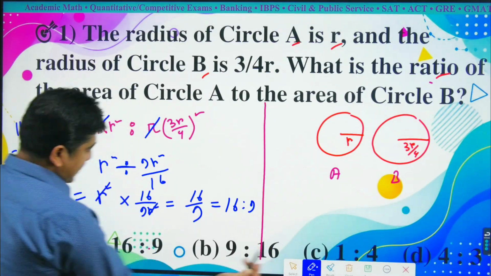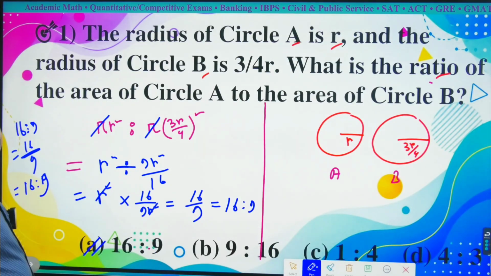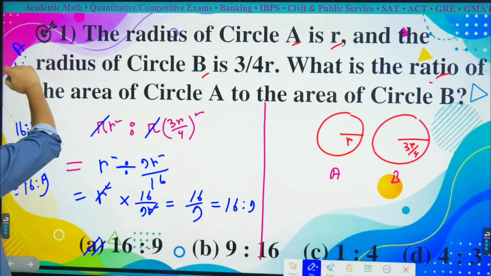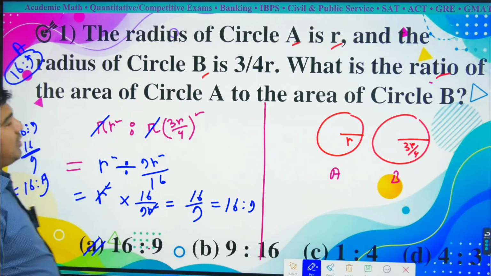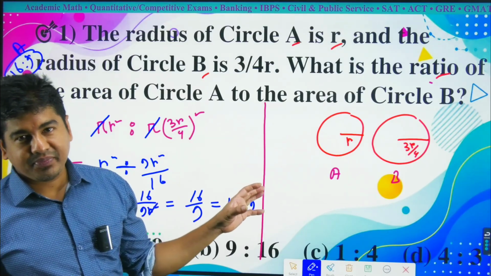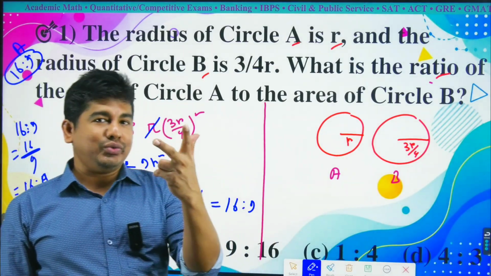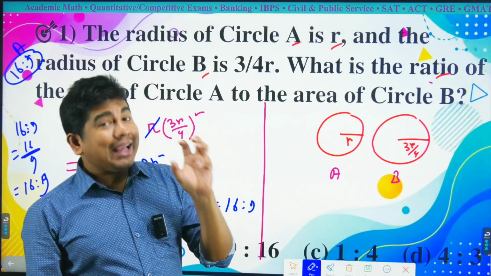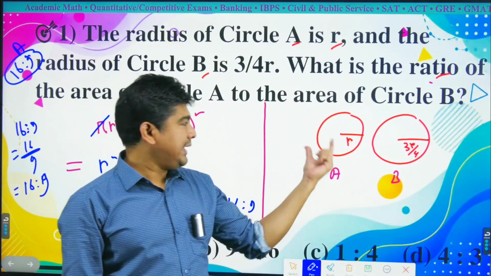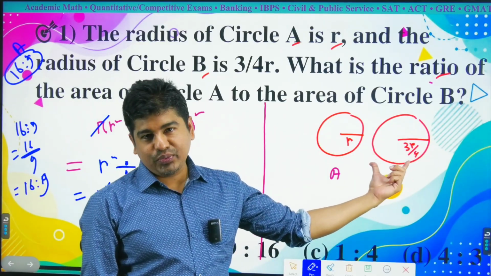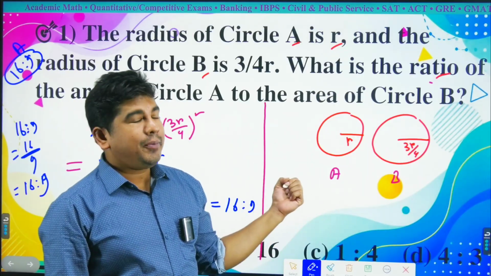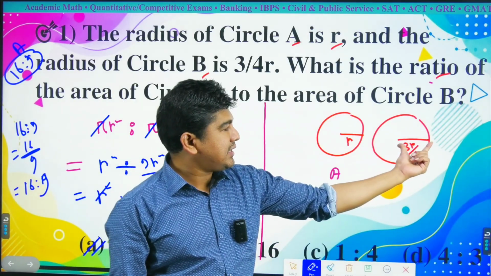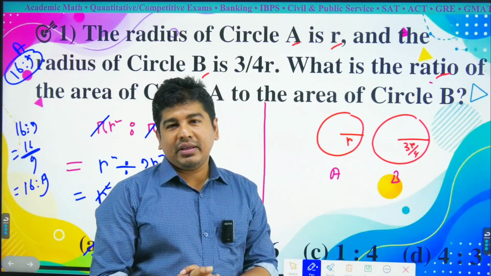Where is the answer? This is A. 16 is to 9 is the answer of the first question. The ratio of the areas of the two circles A and B is 16 is to 9, where the radius of the first circle is R and the radius of the second circle is 3R by 4.